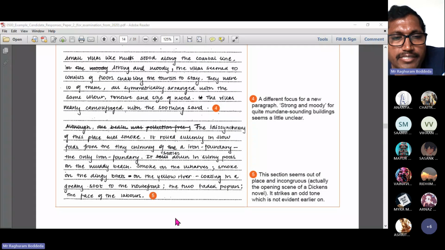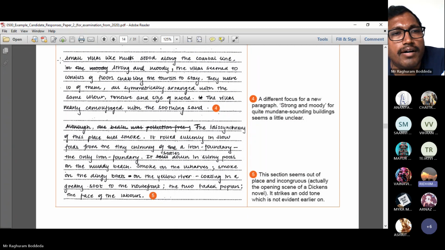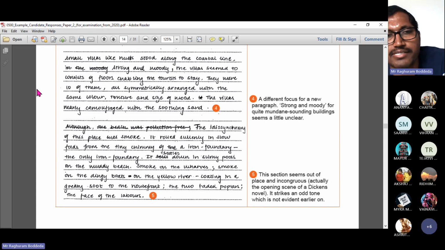Yes, sir. Right. Can you read this para? Small villas like huts stood along the coastal line, strong and moody. The villas seemed to consist of floors enabling the tourist to stay. There were 10 of them, all symmetrically arranged with the same color, texture, and size of wood. The villas nearly camouflaged with the soothing sand. Okay. Now you tell me, what is the main point discussed in this paragraph?